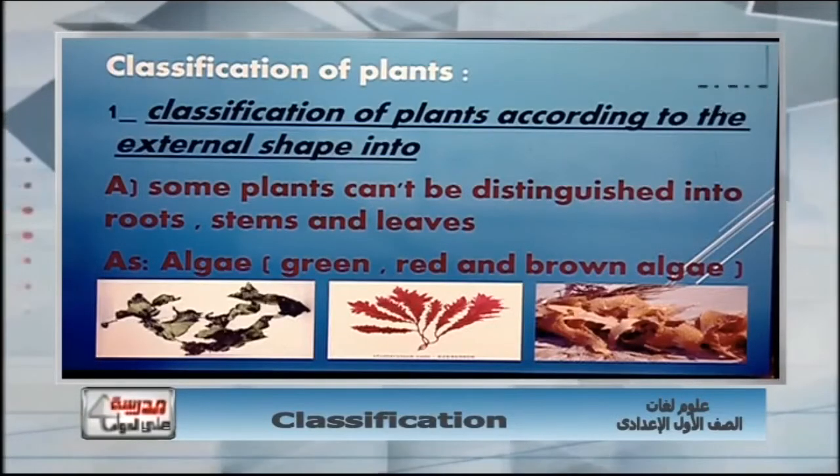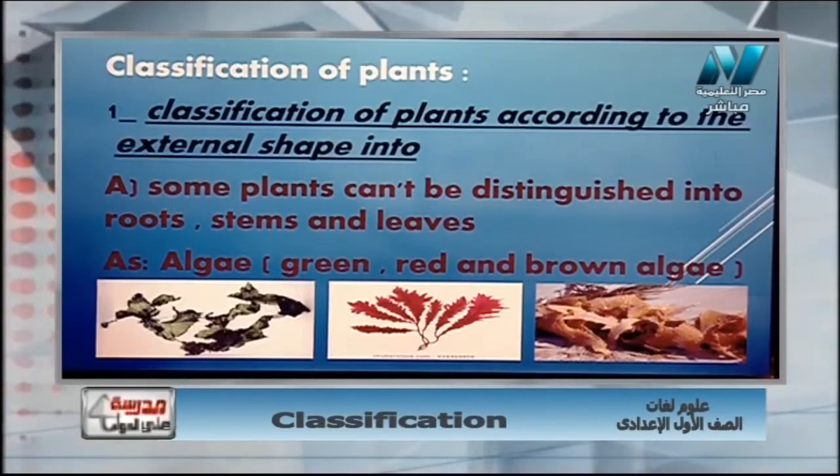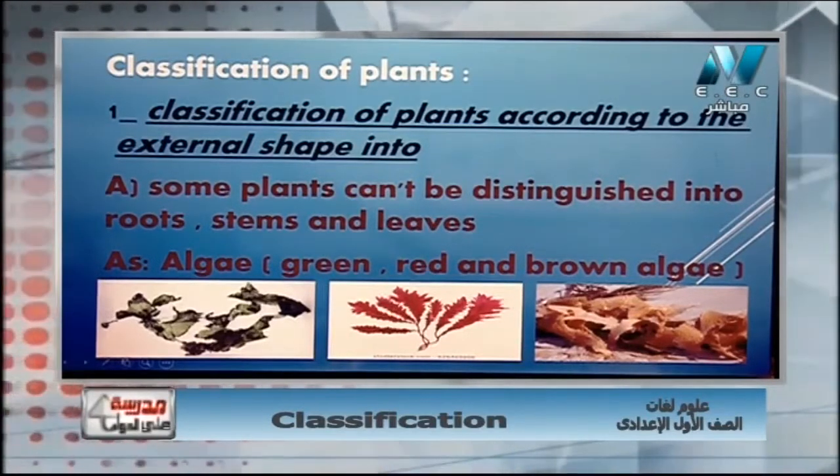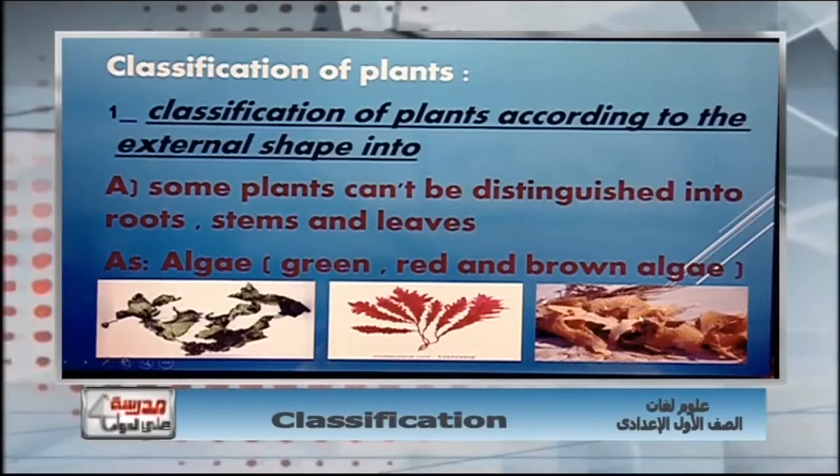You can know that something is a plant if it has root that grows below the ground, and stem that grows on the ground, and leaves. But there are some plants, can you believe that? There are some plants that can't be distinguished into roots, stem, or leaves. As what? As algae. And we have many types of algae. As you see, green algae. Number two, red algae. Number three, brown algae.